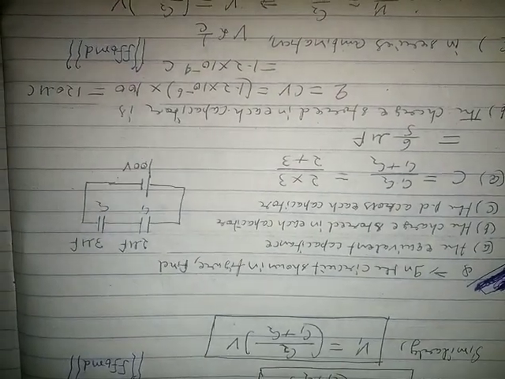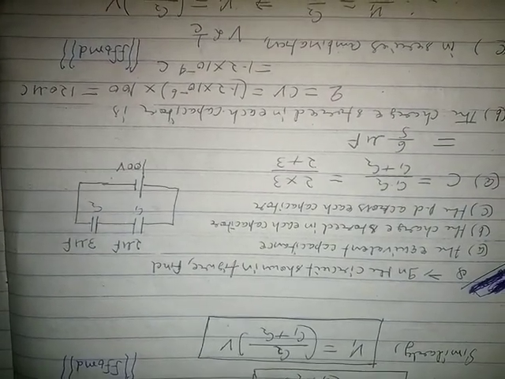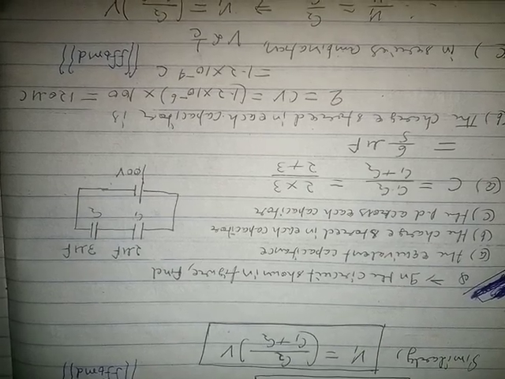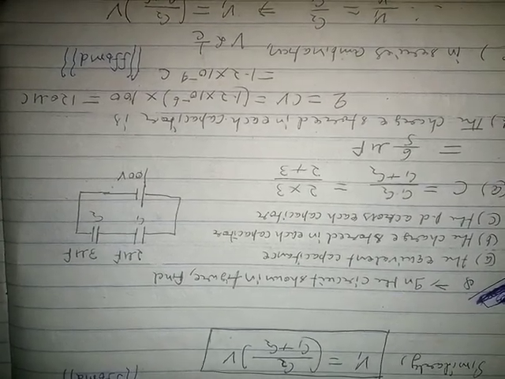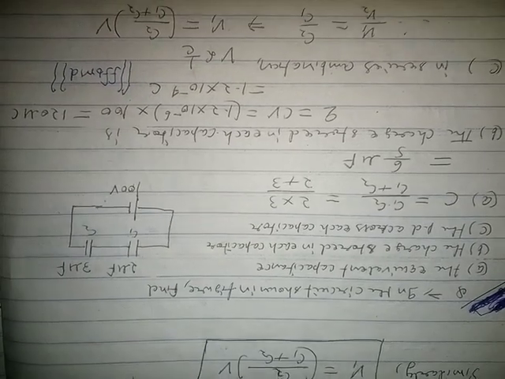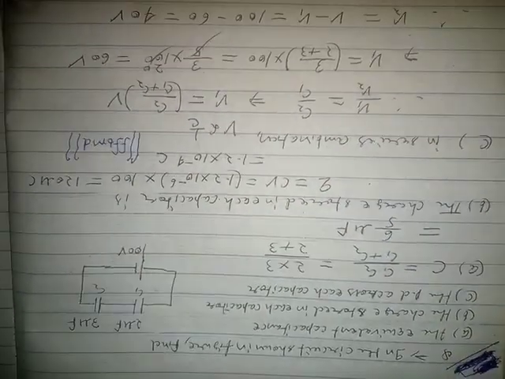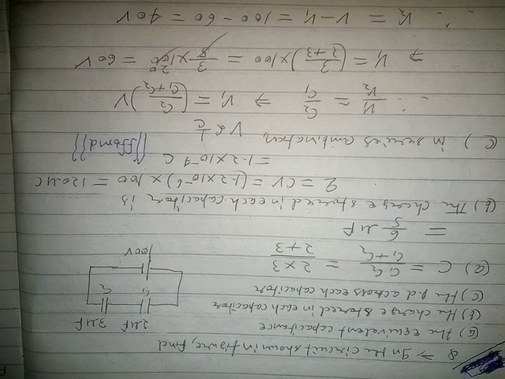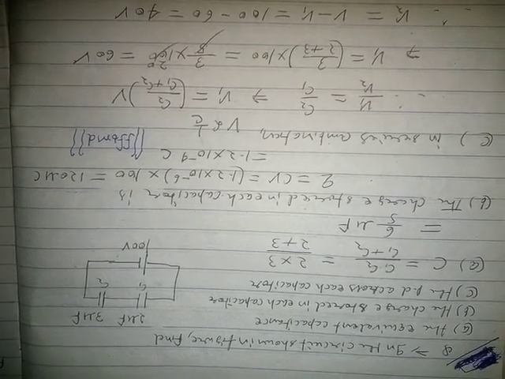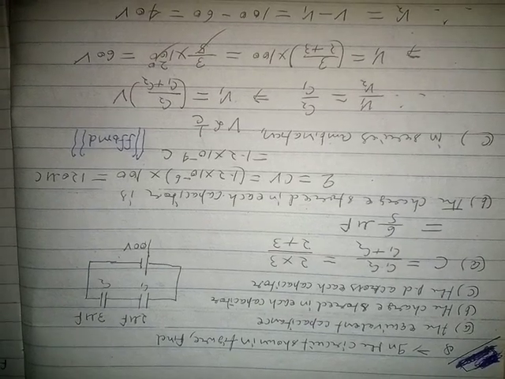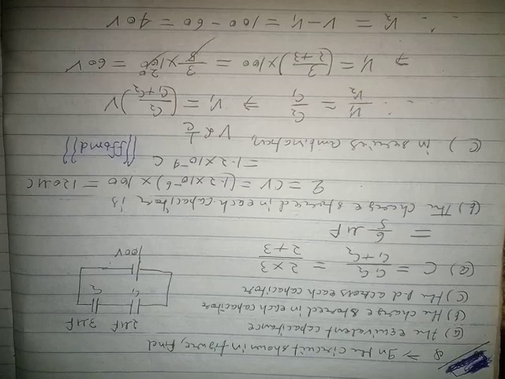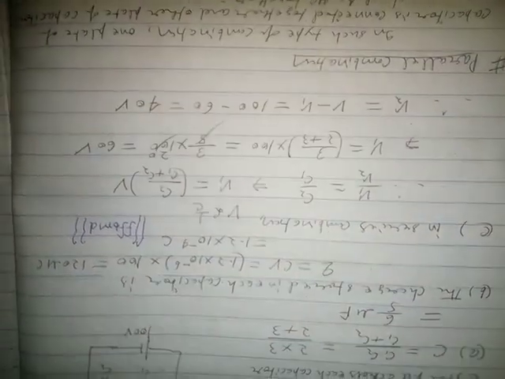Question: in the circuit shown in the figure, find A, the equivalent capacitance, B, the charge stored in each capacitor, C, the potential difference across each capacitor. A: because the capacitors are in series, the equivalent capacitance C equals C1 into C2 by C1 plus C2, equals 5 by 6 microfarad.